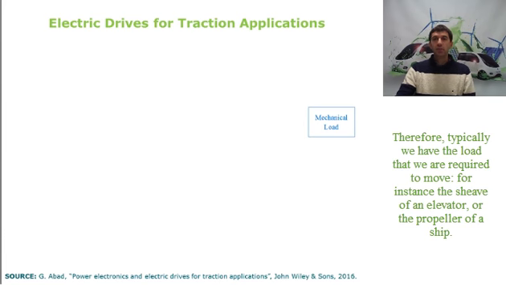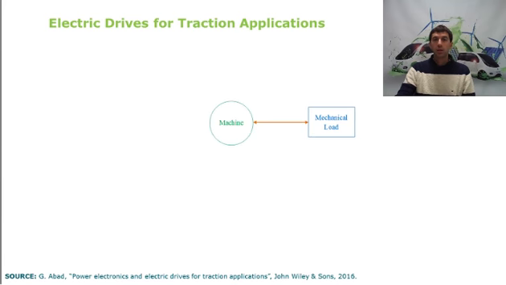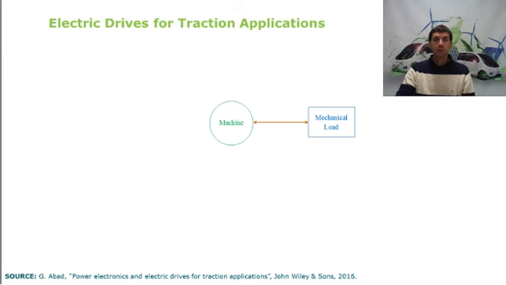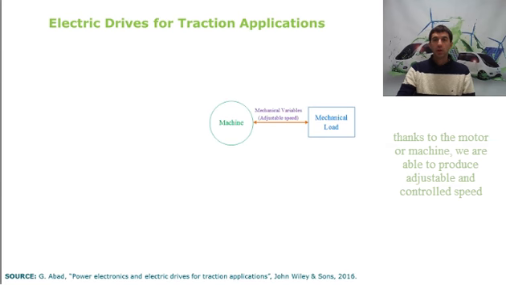Therefore, typically we have a load that we are required to move, for instance, the shaft of an elevator or the propeller of a ship. Then, as we have described before, we mechanically couple to the load the electric motor that produces the rotational movement. Thanks to the motor or machine, we are able to produce adjustable and controlled speed.